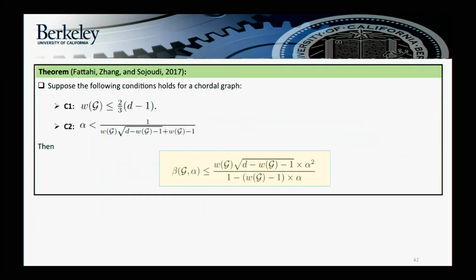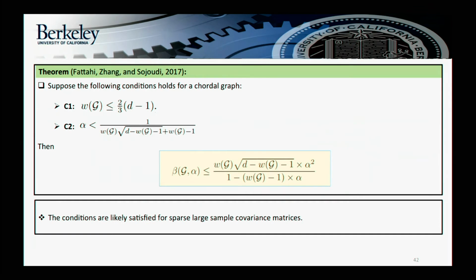So now given these definitions, we can show that for a chordal graph, the beta function that we defined in some of the previous slides is upper bounded by this function, which is defined based on the tree width of the graph. So if these two conditions are satisfied, meaning that there should be some upper bounds, or basically the tree width of the graph should be small enough. Alpha, if you remember, was defined based on the fact that among all possible sign-consistent M matrices, the maximum norm of the matrix M was upper bounded by that value alpha. So that's alpha. Now, all these conditions are likely to be satisfied for sparse large sample covariance matrices, meaning that the number of variables in the network should be large enough.